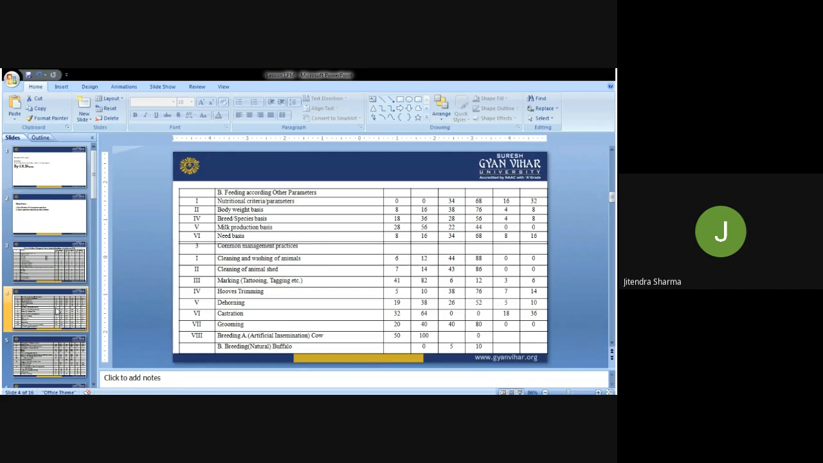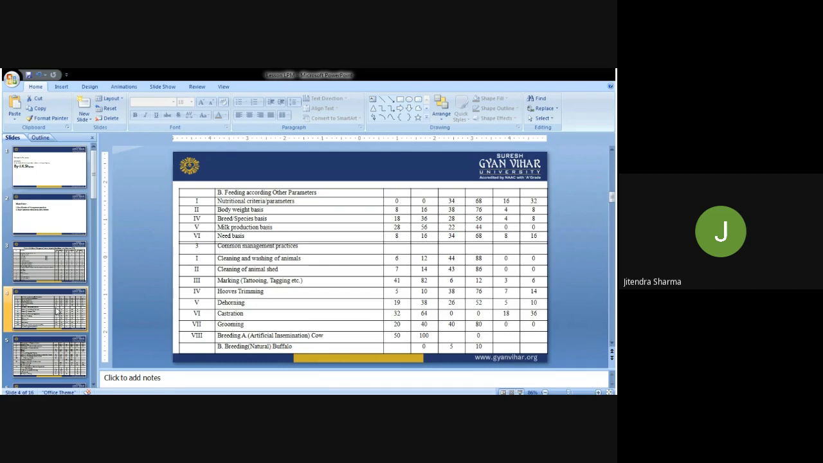Then the feeding according to parameters. There are certain other parameters, the nutritional criteria parameters, like DCP, TDN, and all. On the basis of that, we see that only 68%. Nobody is following the nutritional parameters in their farms fully, but only 68% of farmers partially, because they don't have information regarding this. So that is not their fault, but because they do not have the information, they are not balancing their feed with the nutritional criteria.